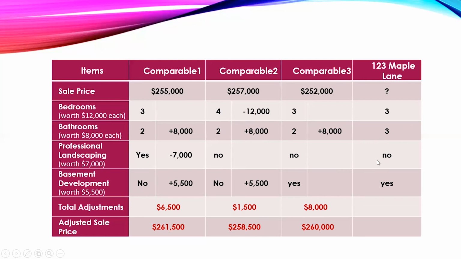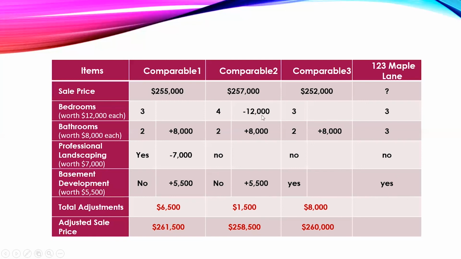Now, in terms of the landscaping, there's no professional landscaping here. Neither does our subject property have professional landscaping, so we don't need to make any adjustment there. In terms of basement development, there is no basement development, but our subject property does have a basement development, so we'll make a positive adjustment of $5,500 here.